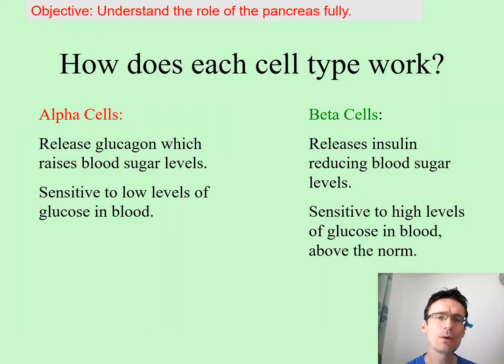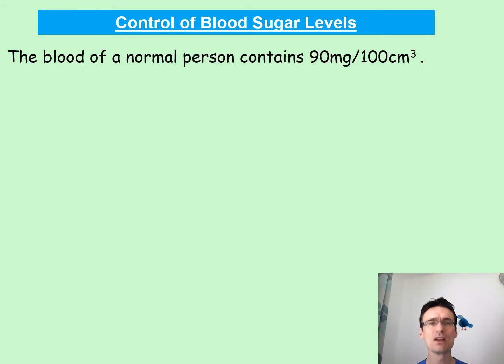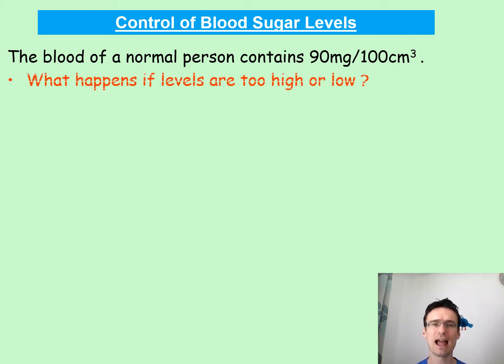So how does each cell work? Well, alpha cells release glucagon, and you should know, hopefully from GCSE, that glucagon is released when the glucose has gone. So therefore it raises the blood sugar level. It's sensitive to low levels of glucose in the blood, so it's your alpha cells that respond to that. Your beta cells respond to when there is too much glucose in the blood, and they release insulin to lower that glucose level. And that helps maintain a range between the two. So you should have about 90 milligrams of glucose in every 100 centimetres cubed of blood, and that's the level that our body sort of aims for.